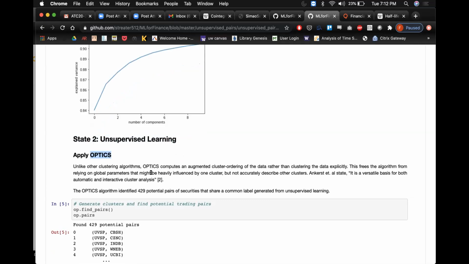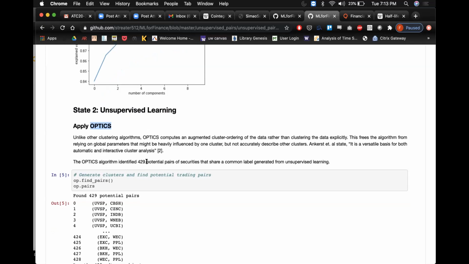The reason why they do this, and if you read the paper it'll explain it a little bit more, is that you don't necessarily need to include each data point or each security in a cluster. For example, there might be some securities that really don't fit any sort of cluster. However, algorithms such as k-means will force every security to be labeled. So this is another way that the authors are reducing the chances that you're finding spurious correlations, by letting these algorithms decide which outliers don't need to be considered for certain pairs. So what we do is we apply this OPTICS algorithm, which is in the sklearn Python package, and we find 429 potential pairs.